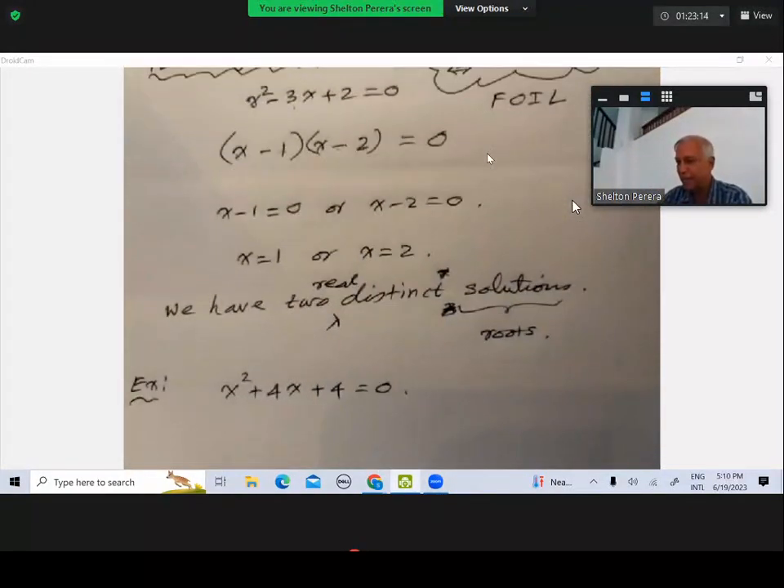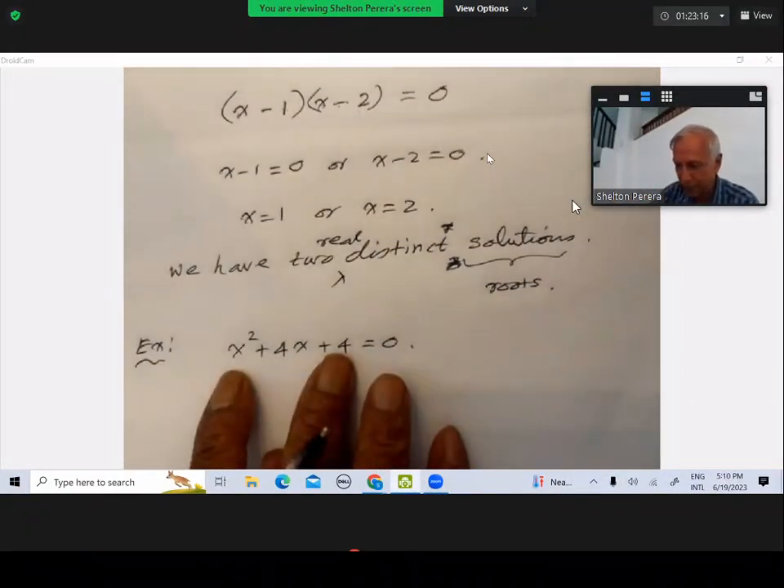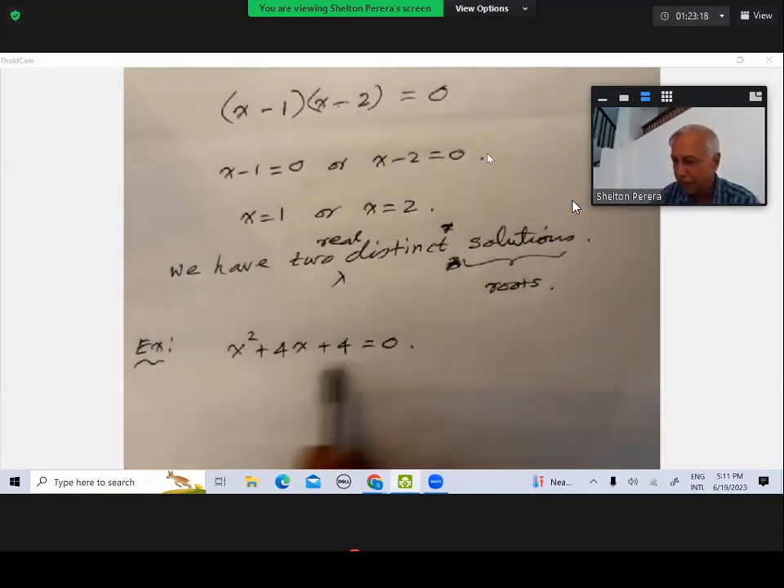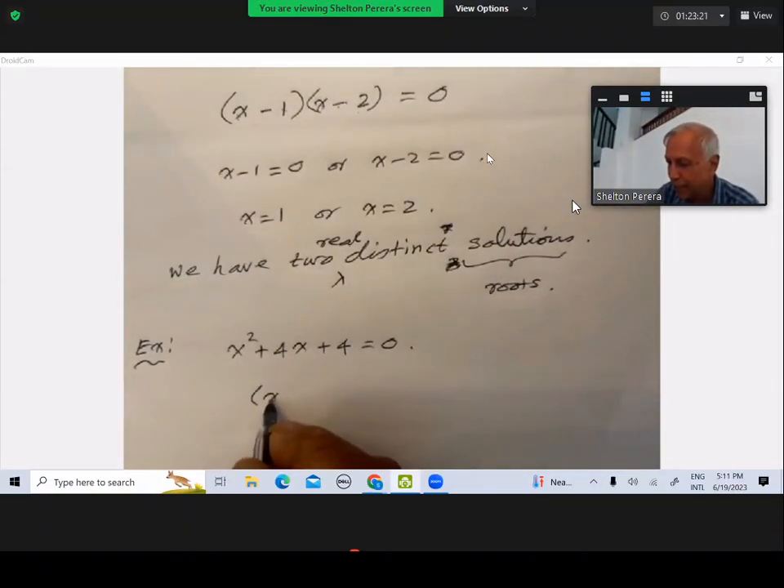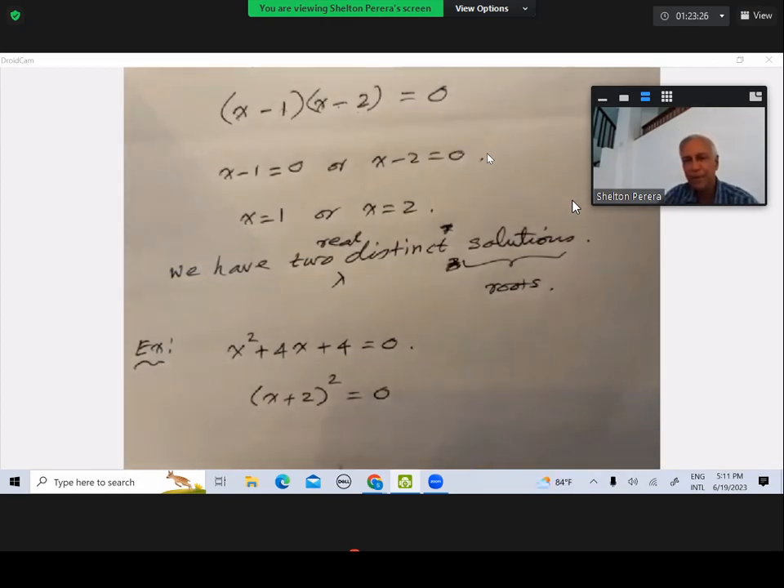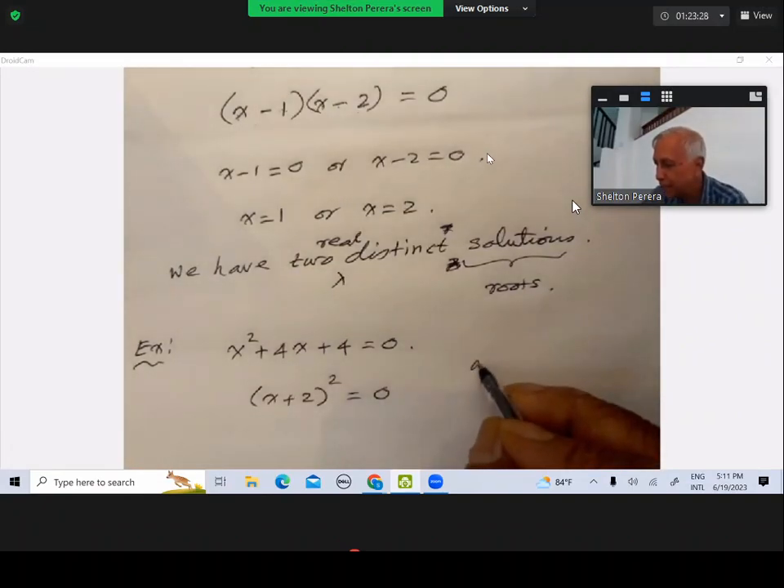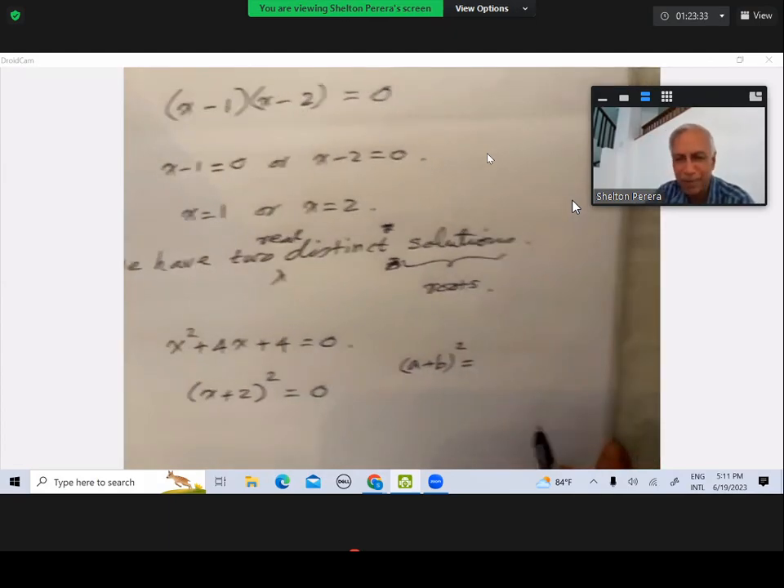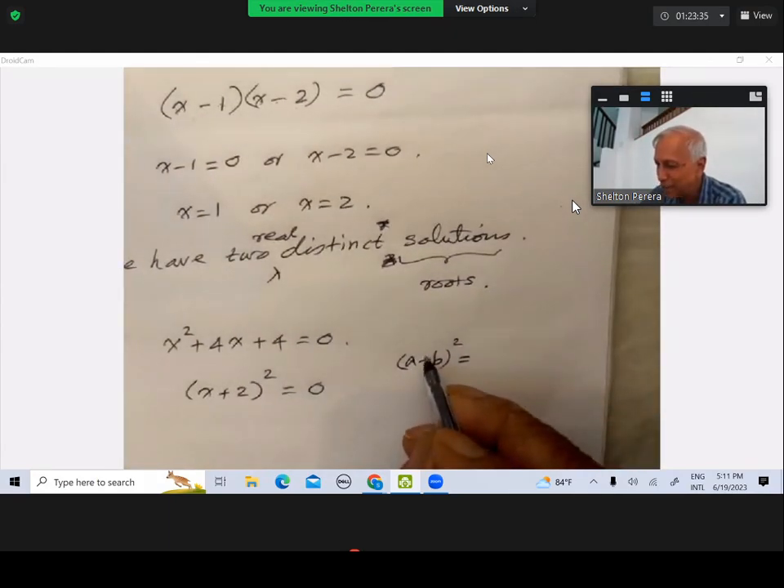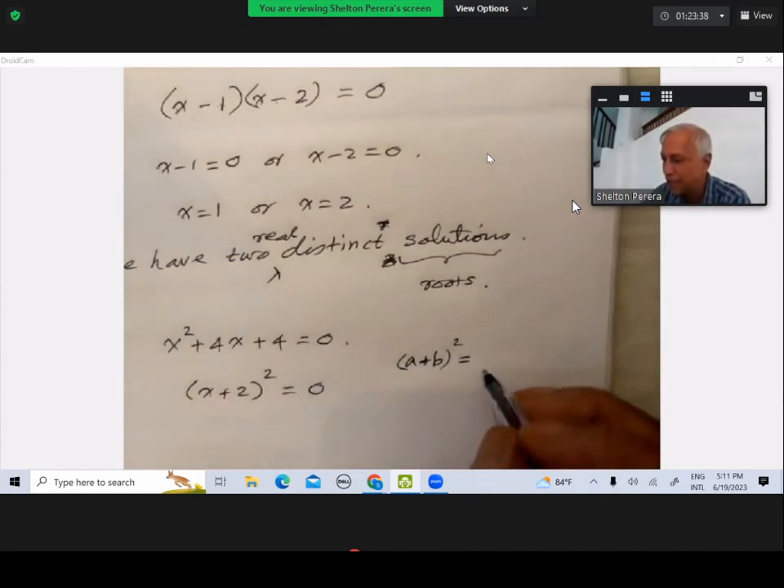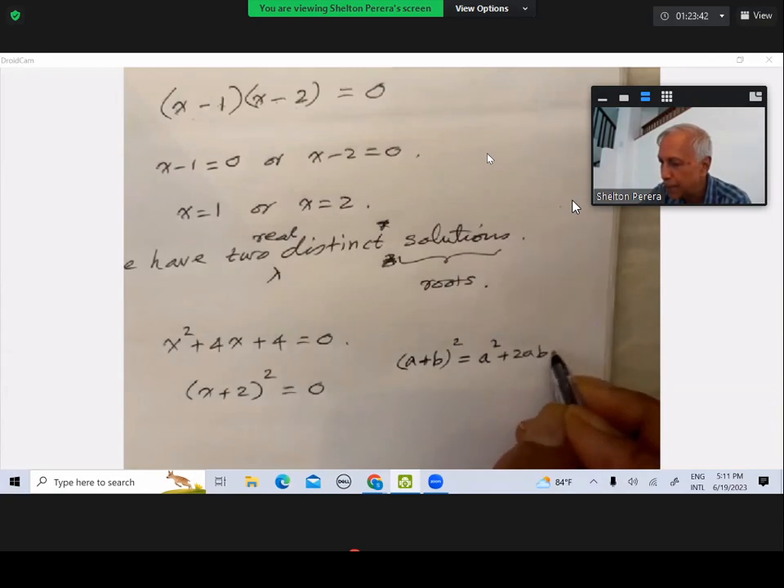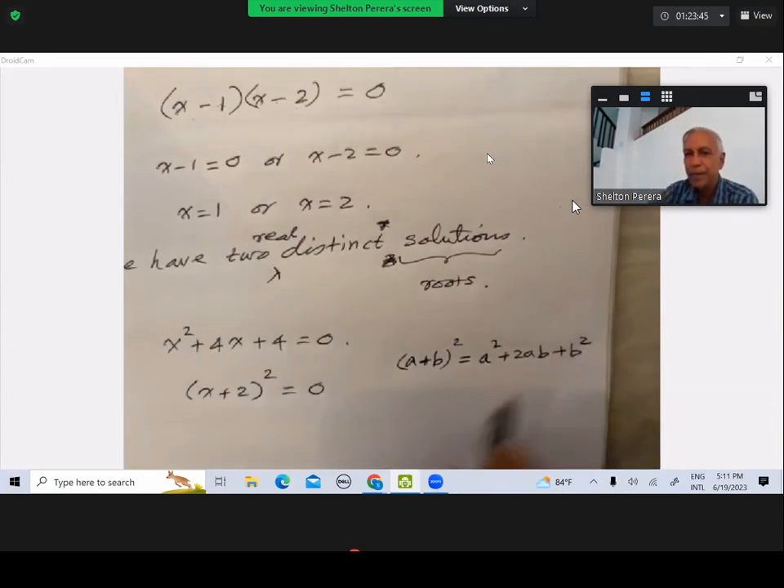So factoring method. Now it works well for this also. If you try to factor, we know this is x plus 2 whole thing squared equal to 0. See, what is a plus b squared? A plus b squared, don't say a squared plus b squared. A plus b squared is a plus b times a plus b. When you work it out, you get a squared plus 2ab plus b squared. Twice the product of these two comes.